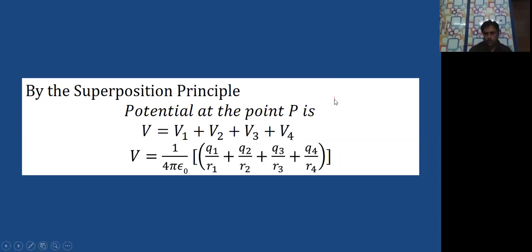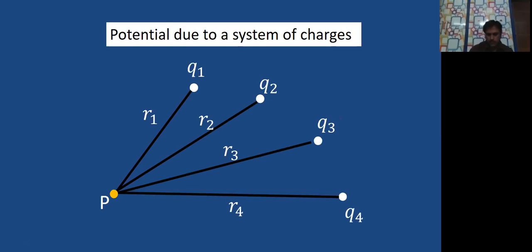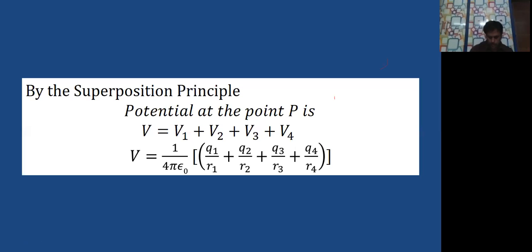Okay. Just a minute, children. So, you remember? This is the formula we have used: 1 by 4 pi epsilon 0 Q by R. This formula, how many times am I using? 4 times for 4 different potentials. And I got the total potential. The total potential is just the algebraic sum of all the potentials. I hope I am clear. Let me move on.